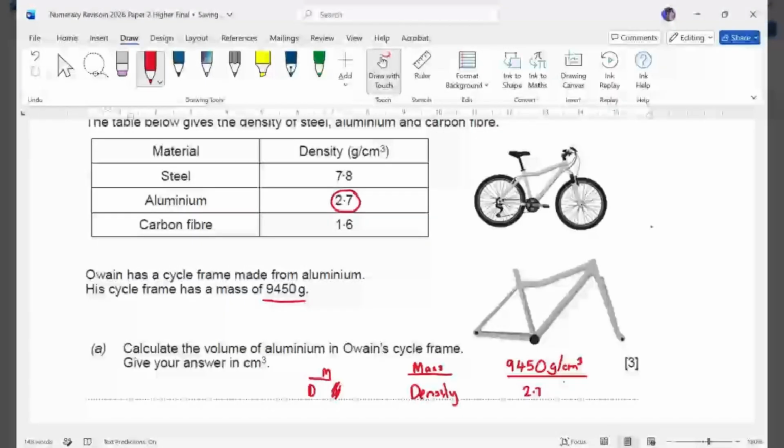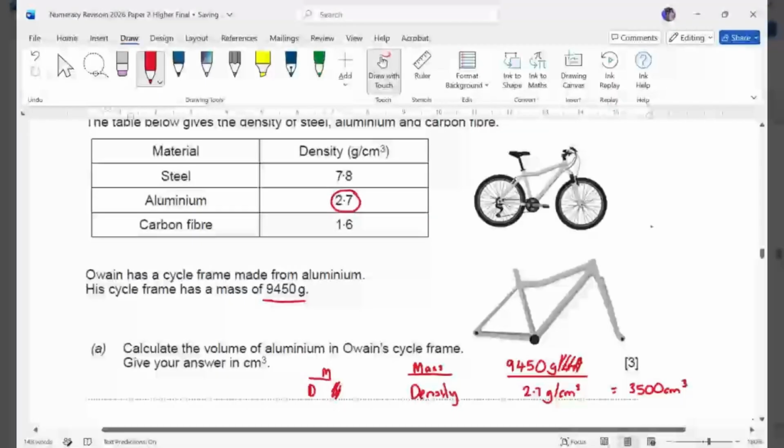Sorry, why have I put per centimetre cubed there? This is what the density is, grams per centimetre cubed, right? And if we divide those, let me get my calculator. 9,450 divided by 2.7 means that we are looking at 3,500 centimetre cubed for that one. Okay, keep going.